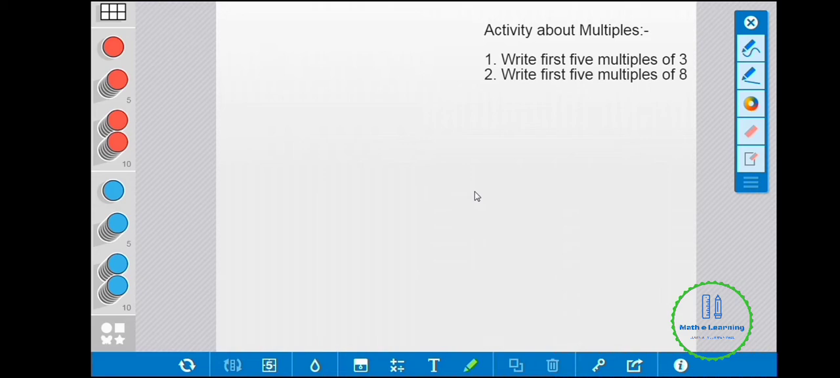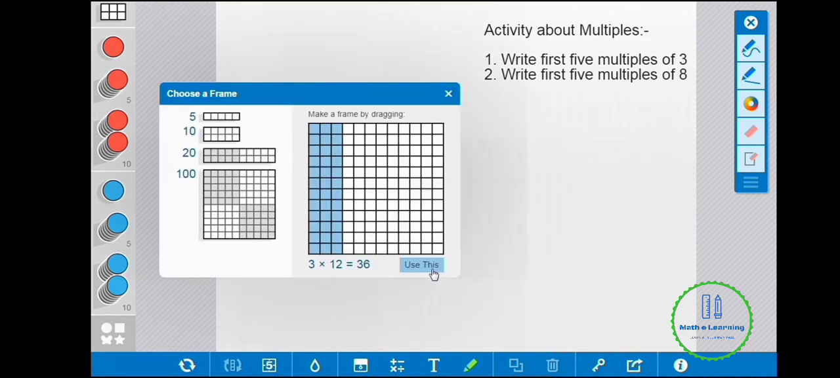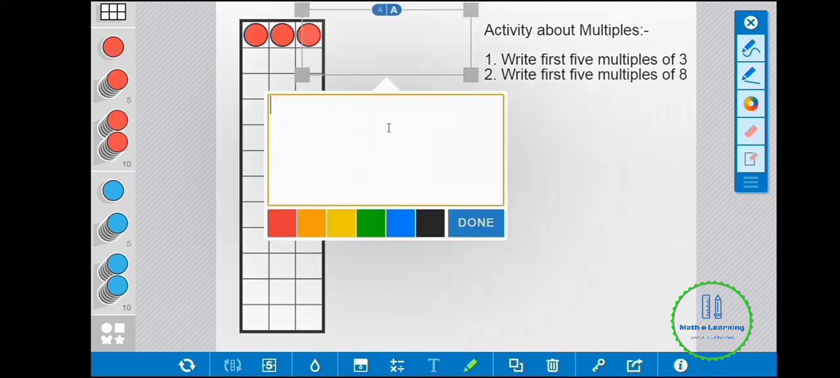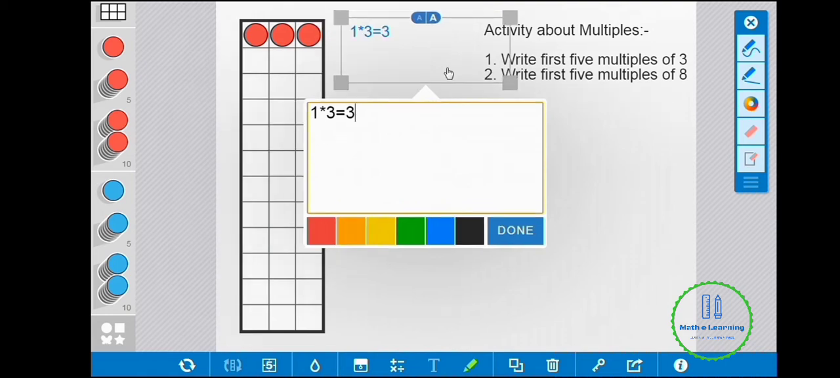So first of all we will take one frame having 3 columns because we are finding first 5 multiples of 3, and for that first I will fill this first row with these counters. Then how can we write in multiplication form? Yes, it is one row, and in this row there are 3 columns. So we will write 1 multiplied by 3 is equal to 3.